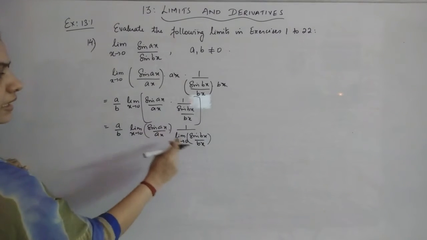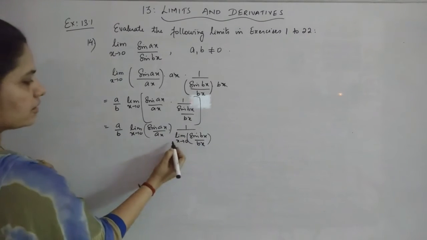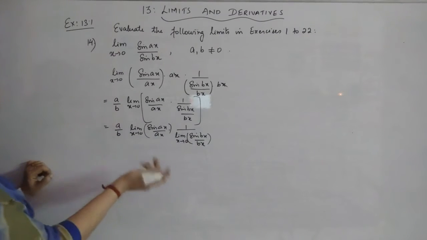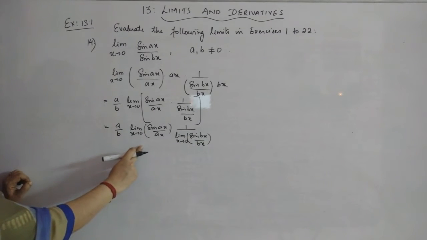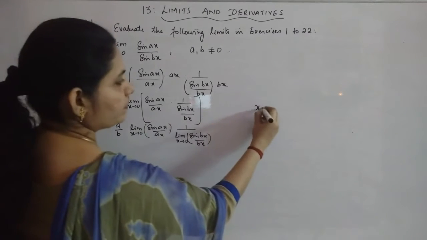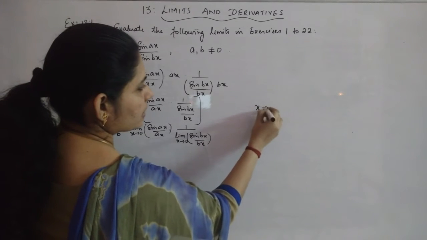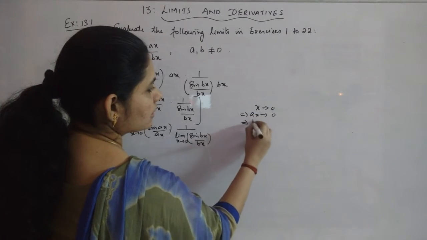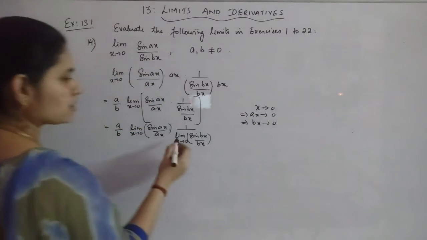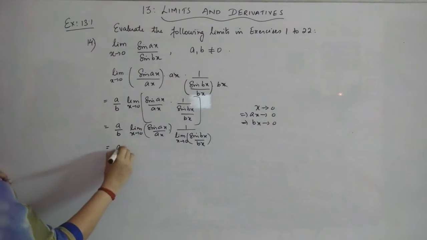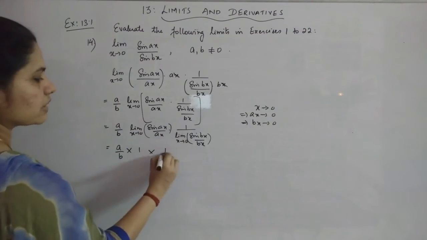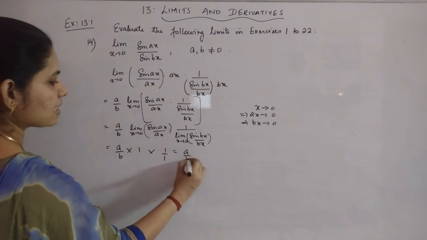Now this is 1, again this is 1. Again here if you want, you can make it as ax tends to 0 and bx tends to 0. If x tends to 0, ax is also tending to 0, bx is also tending to 0. So that doesn't matter if you change or not. So here you have a by b into 1 into, again this is 1 by 1. So you are getting a by b as the answer.